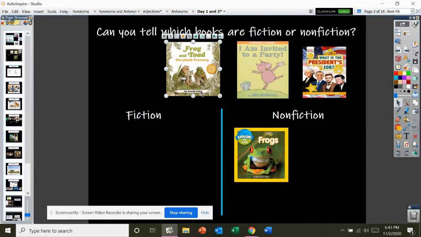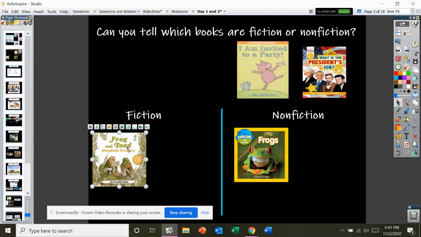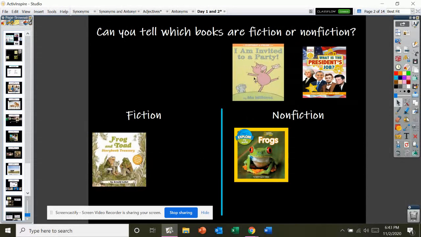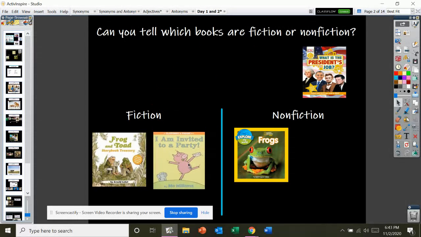This one has frogs on it, but they are painted. I see that the frog is reading a book, and in real life, frogs don't read books. So I'm going to put this book over here on the fiction side because that is not about a real thing. That is a made-up story. We also looked at this story, I Am Invited to a Party. I see a pig, which is a real-life animal, but that is not a real story. The pig is carrying an envelope and dancing in the street. So this is definitely a fictional story.